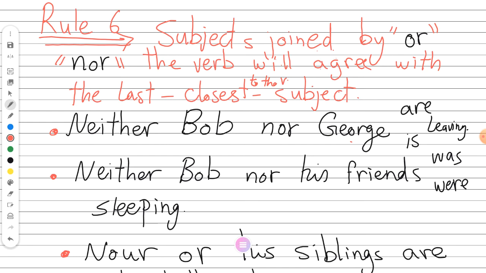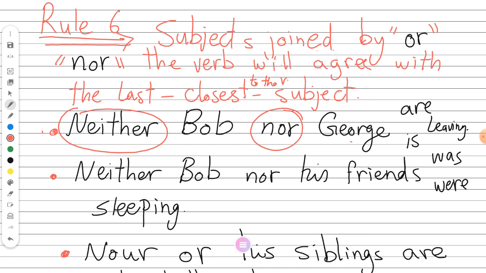Look at the example here. Neither Bob nor George are or is leaving. This is the same example, but the meaning has totally changed because I used neither nor. In the first example, when I said both Bob and George, I meant both of them are leaving. Now, when I said neither Bob nor George is leaving, it means not Bob and not George, no one of them is leaving. The connector here is neither nor, not neither only.